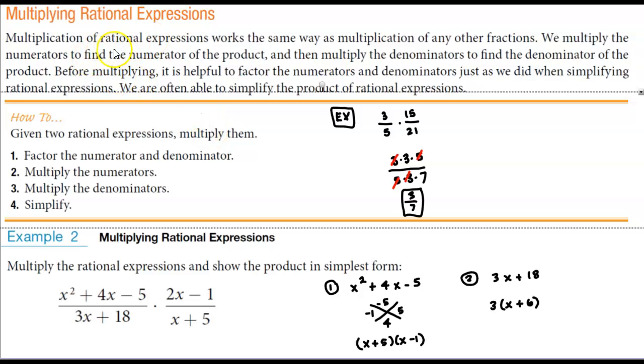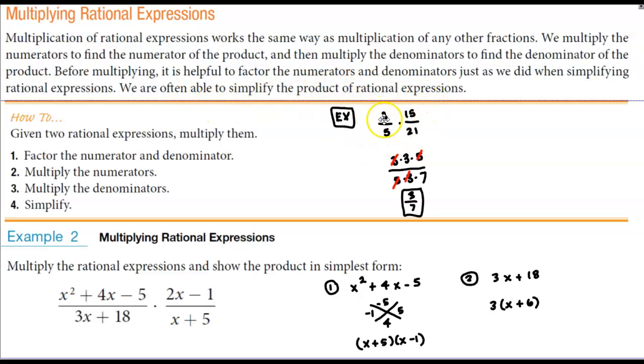Multiplying rational expressions. Multiplication of rational expressions works the same way as multiplication of any other fraction. We multiply the numerators to find the numerator of the product, and then multiply denominators to find the denominator of the product. Before multiplying, it is helpful to factor the numerators and denominators just as we did when simplifying rational expressions. We are often able to simplify the product of rational expressions.